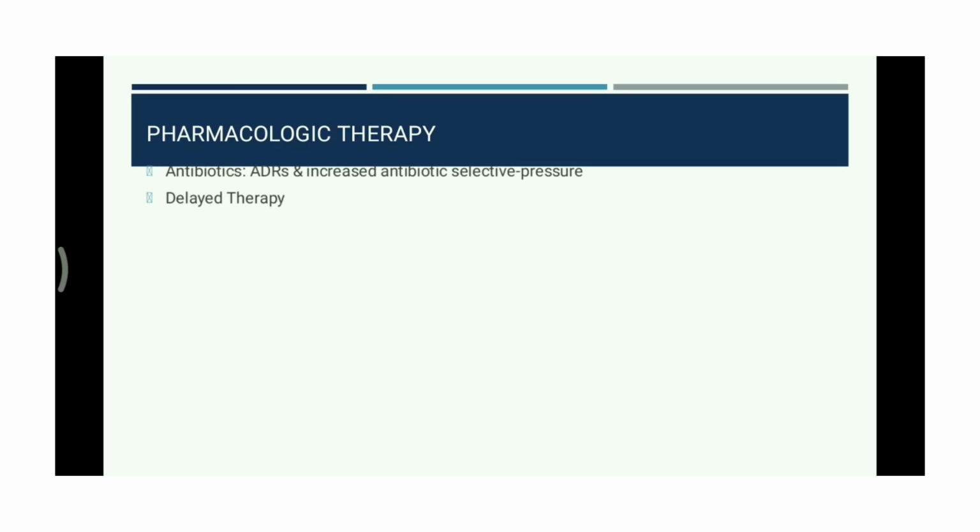Then we find something called delayed therapy here. So basically, delayed therapy is done, which means a healthcare worker provides a patient with a treatment but encourages the patient to wait to use the medication for at least 48 to 72 hours to see if the symptoms will resolve on their own. So this is delayed therapy.